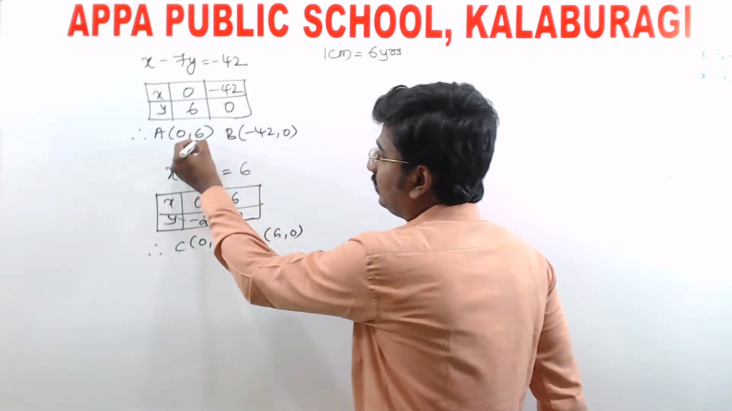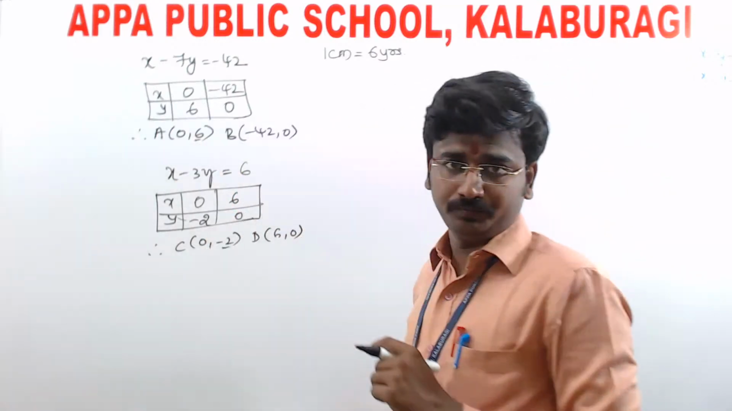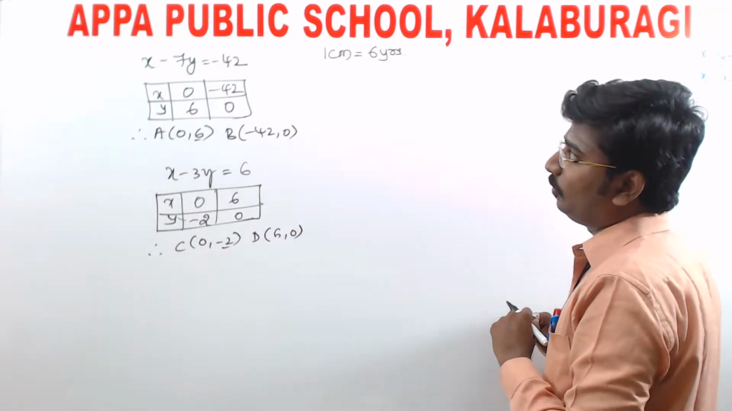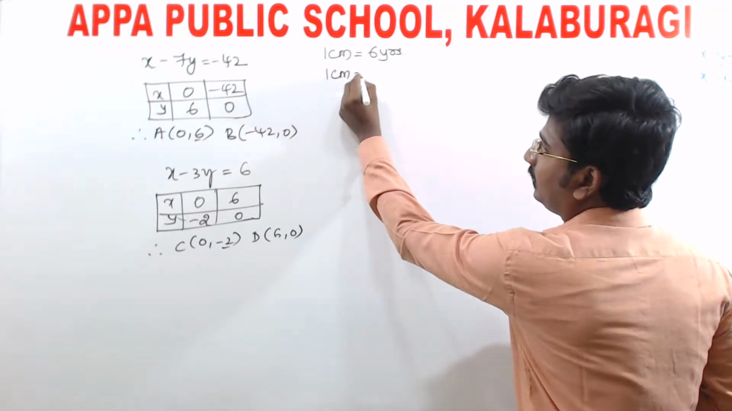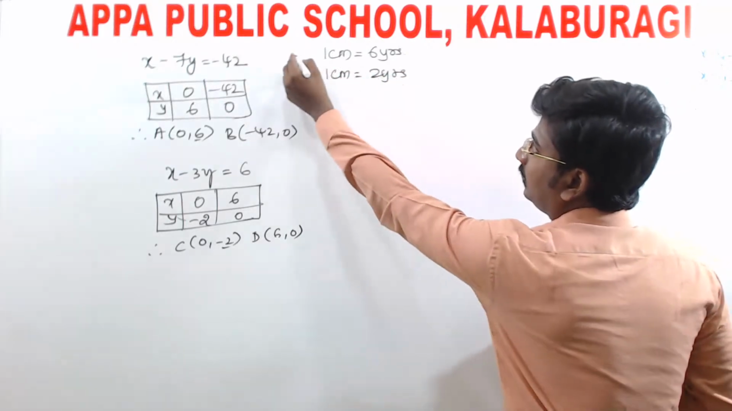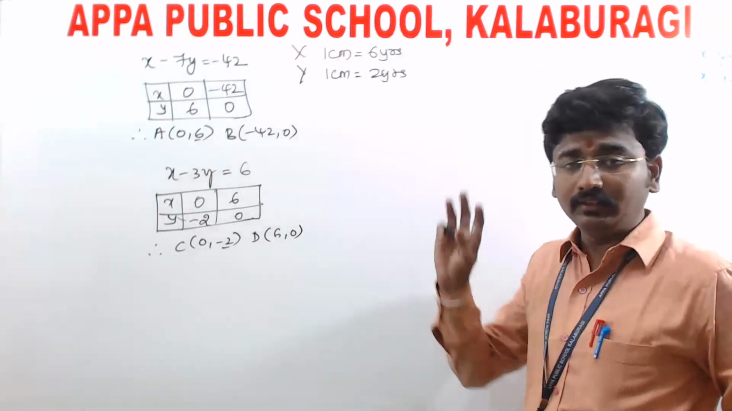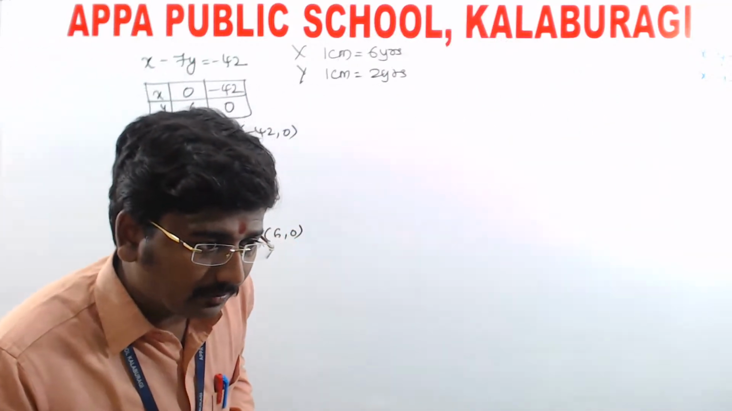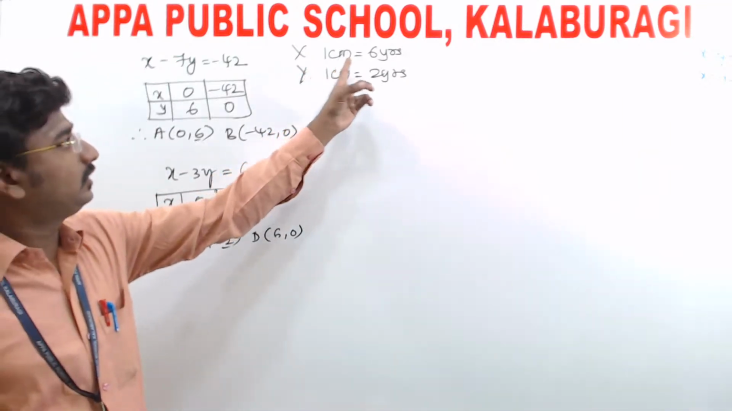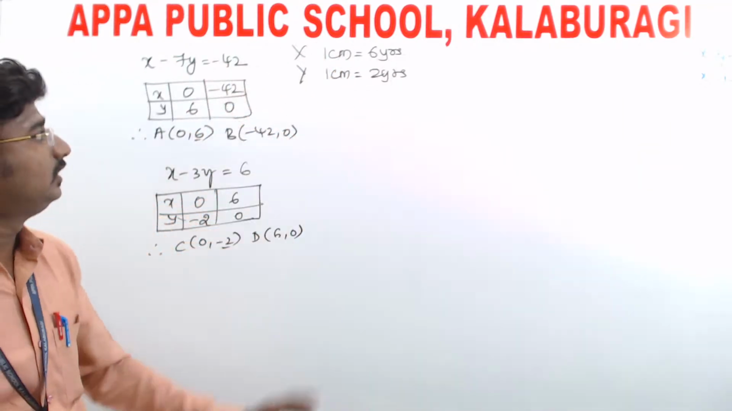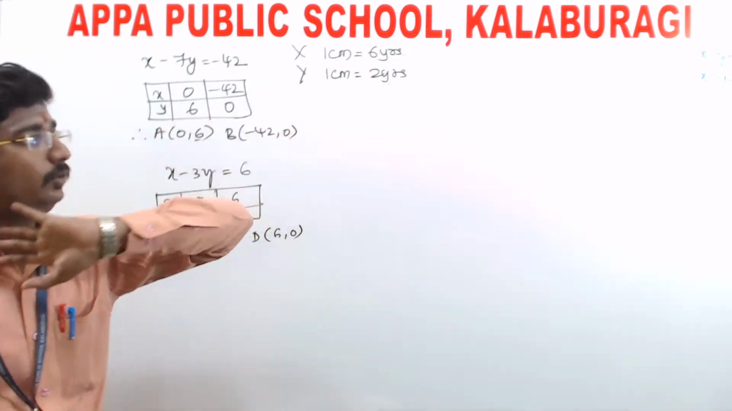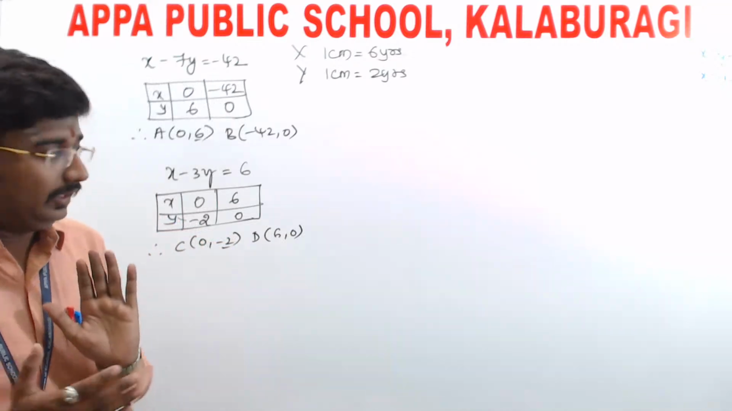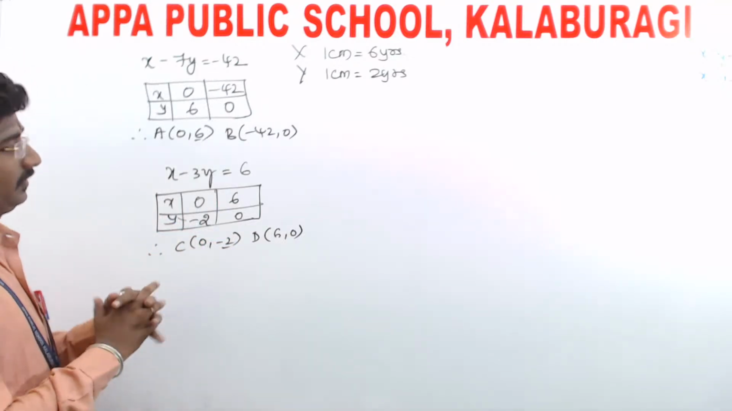And coming to y, there is 6 and minus 2. So can I take this y-axis 1 centimeter equal to 2 years? Think of it. Somebody has said, yes sir, 1 centimeter we can take 6. Okay, x-axis, that's what I have done, 1 centimeter equal to 6 years, y-axis 1 centimeter equal to 2 years. So now let us draw the graph based on this.